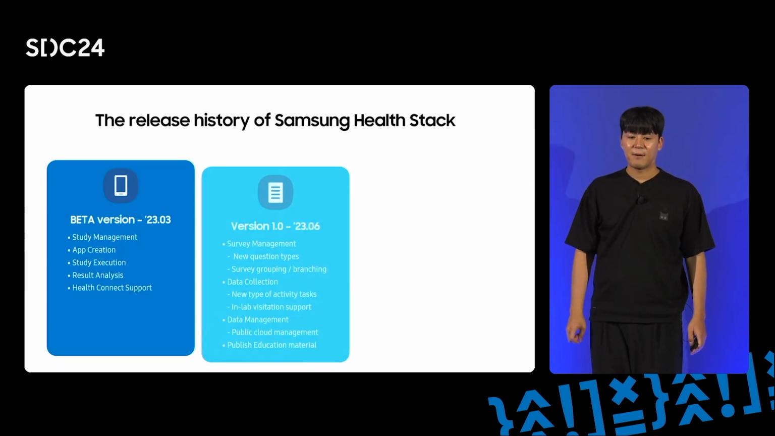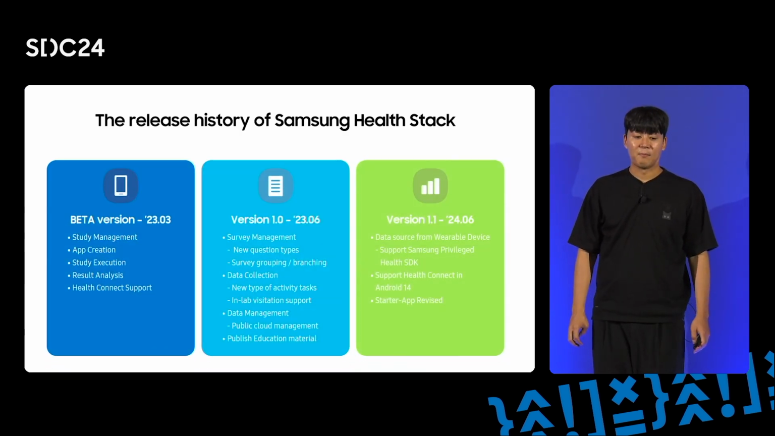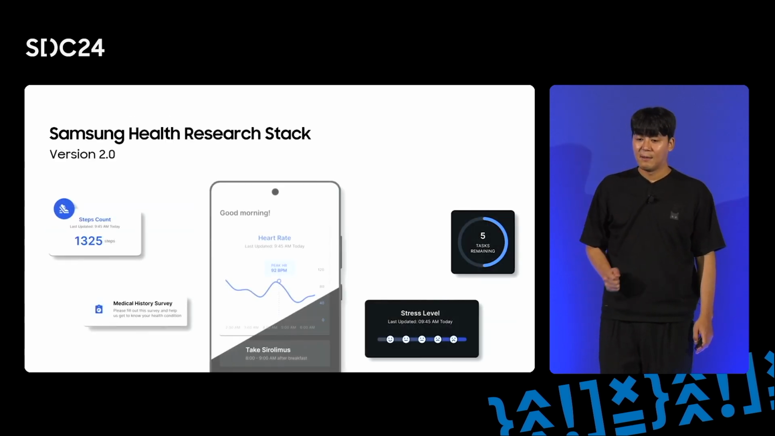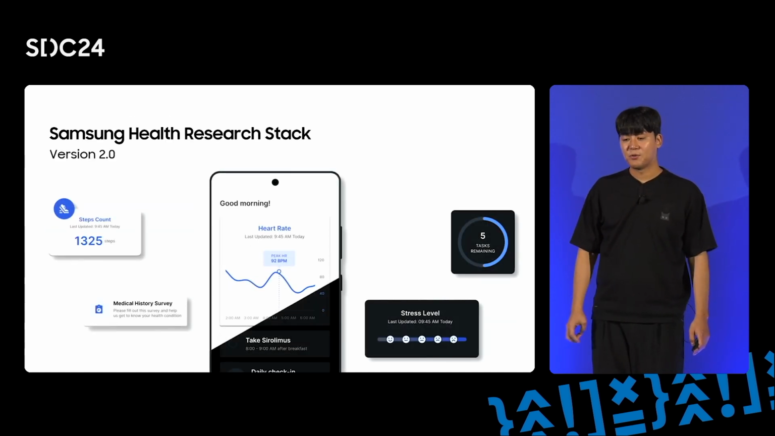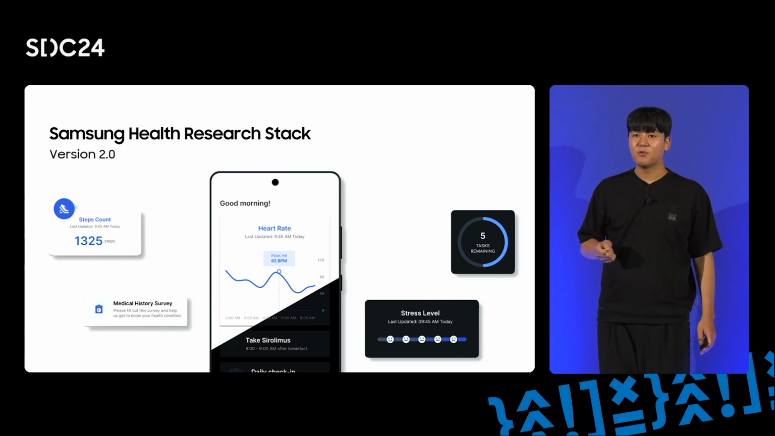Accordingly, the beta version was released in March 2023. Version 1.0 was released in June 2023, and version 1.1 was released in June 2024. Reflecting the rebranding introduced in the previous session, it was renamed the Samsung Health Research Stack last September. Simultaneously, the new beta release was published.